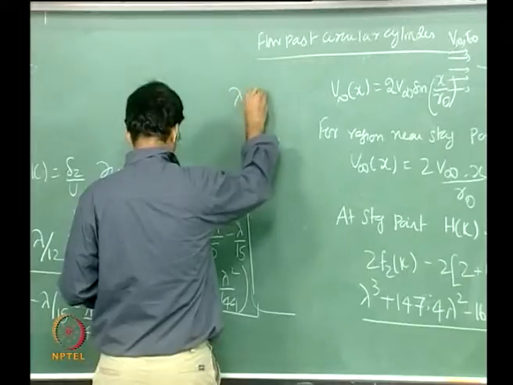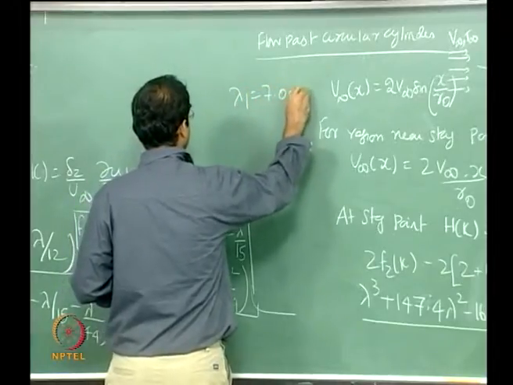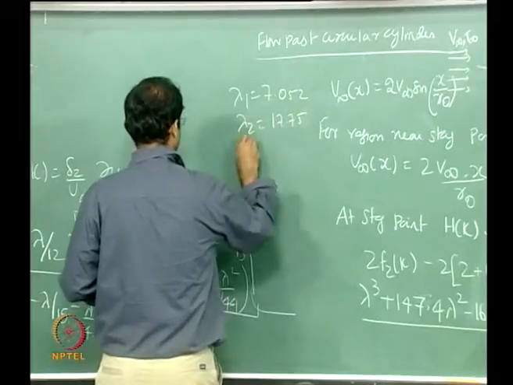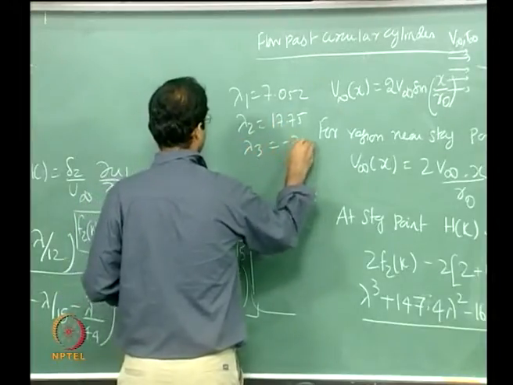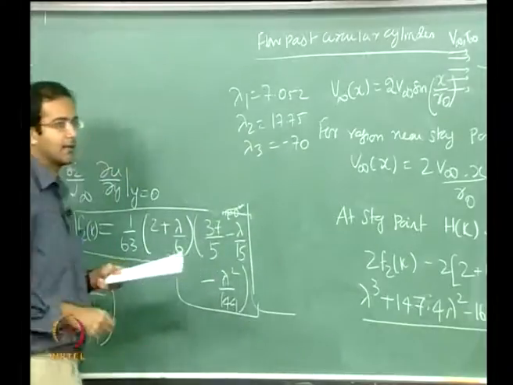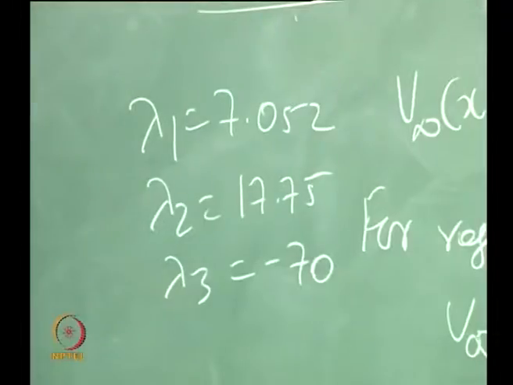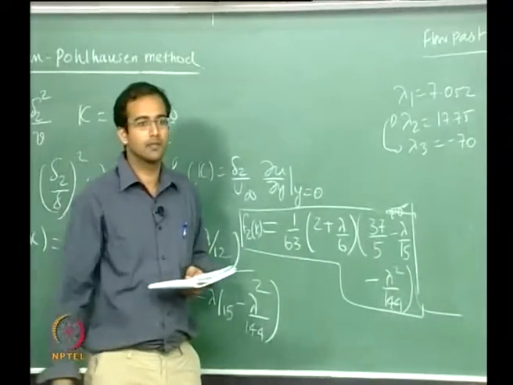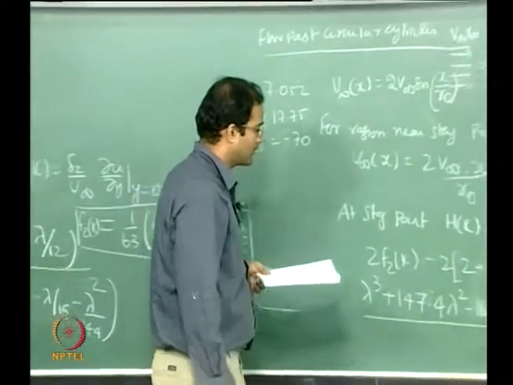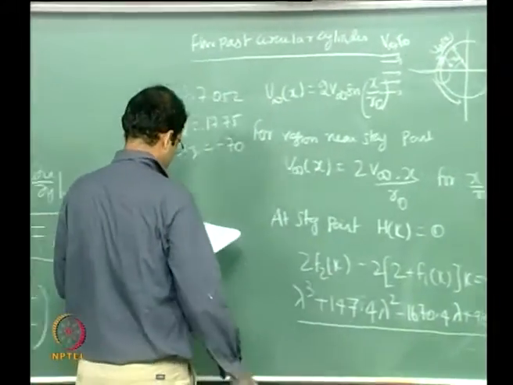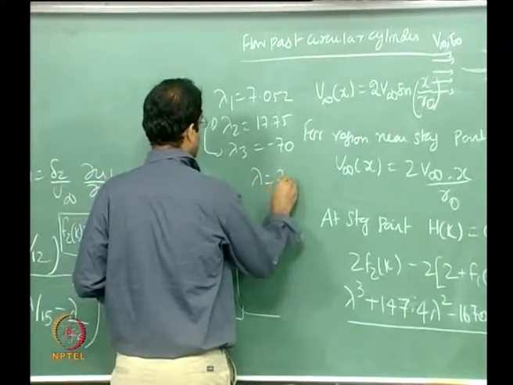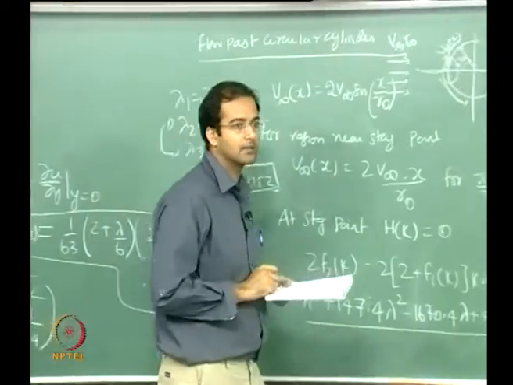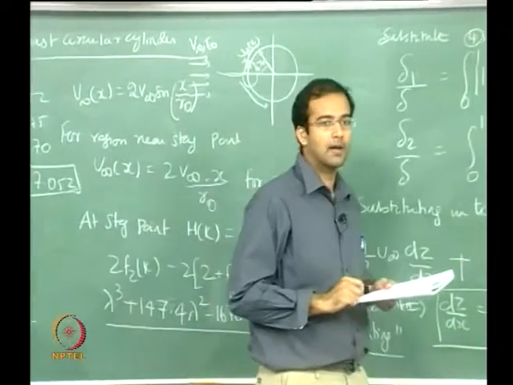One of the roots will be 7.052, the second root will be 17.75, the third root will be minus 70. Okay, since our region of interest is minus 12 to 12, we will ignore these 2 roots and take only the root which gives you 7.052. Therefore the value lambda equal to 7.052 corresponds to the stagnation point. Okay, this is the value of lambda at the stagnation point.